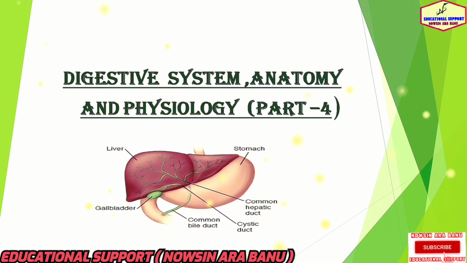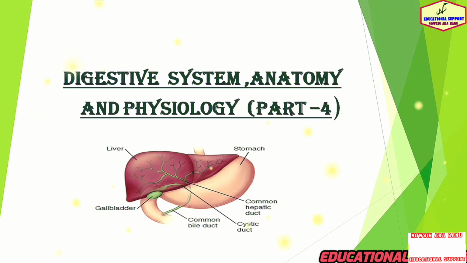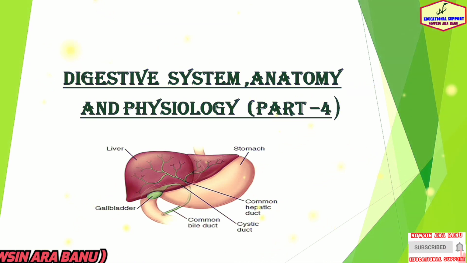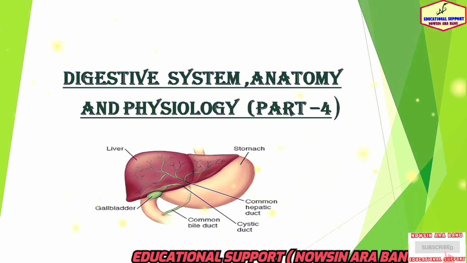I am Nausin Araban. Last day I discussed the major organs of the digestive system. But today I would like to talk about the accessory organs, that are liver, gallbladder and pancreas.